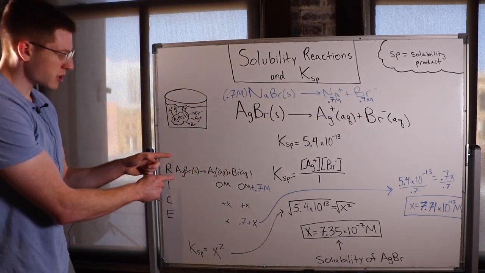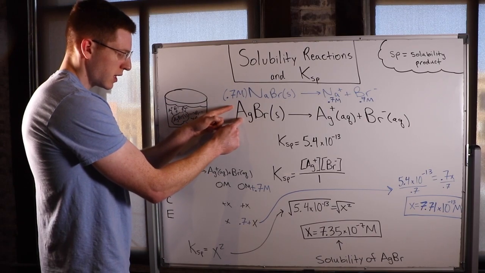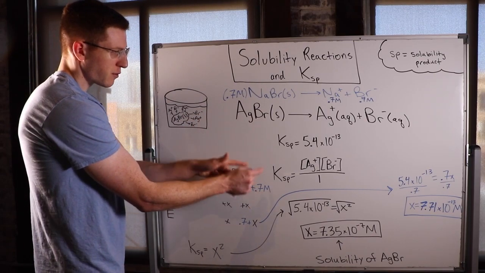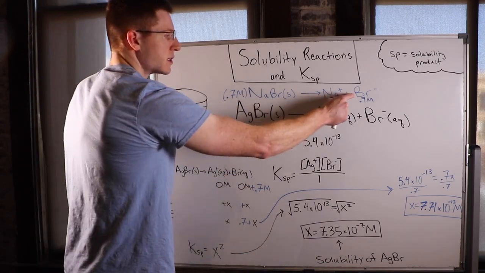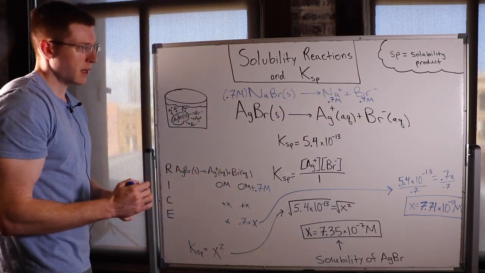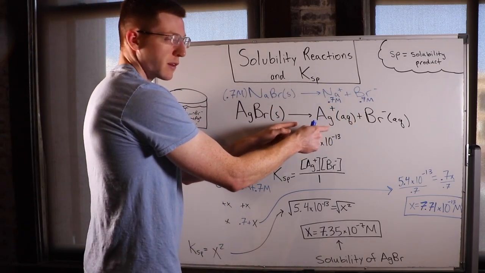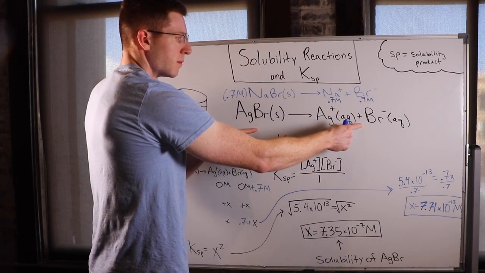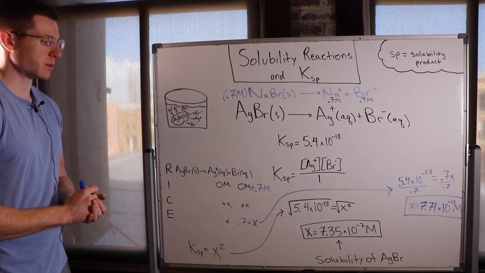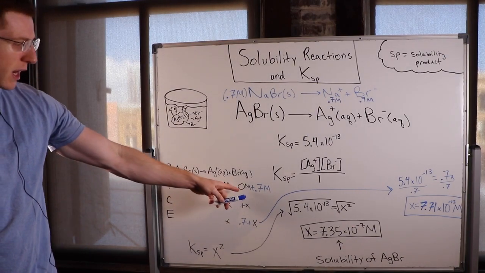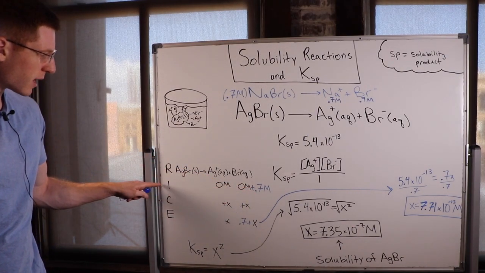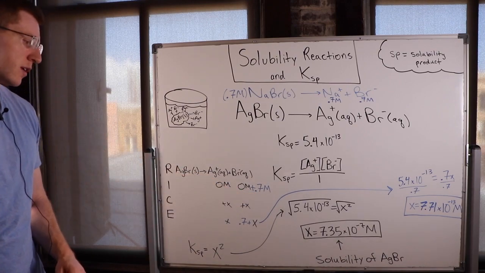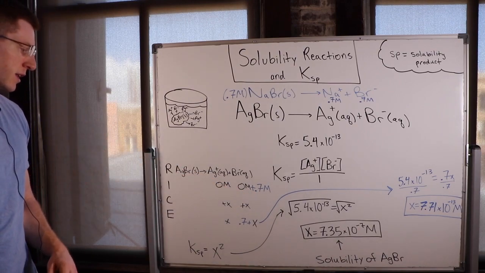And remember, this RICE table is only for this reaction, but notice how we're including information from a separate reaction because there is a common ion, right? This reaction is sort of intruding on this reaction. It creates something that affects this reaction's equilibrium via the Le Chatelier principle. So now we have to add, for our initial amount of Br minus, 0.7 molar of Br minus. And everything else stays the same.